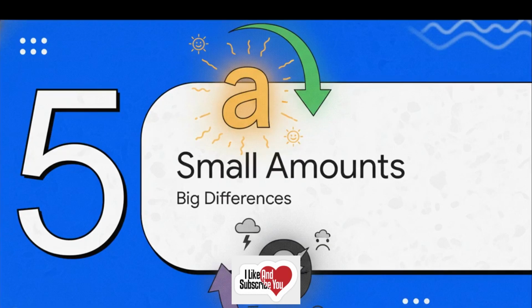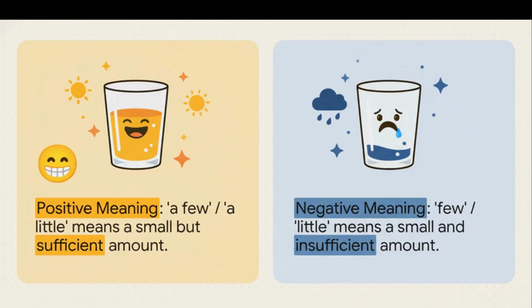Okay, now we're getting to my absolute favorite part. This is where English gets really subtle and cool. We're going to look at how a single letter, just the letter A, can totally flip the entire feeling of a sentence from positive to negative. This is advanced stuff. Check this out. It's amazing.